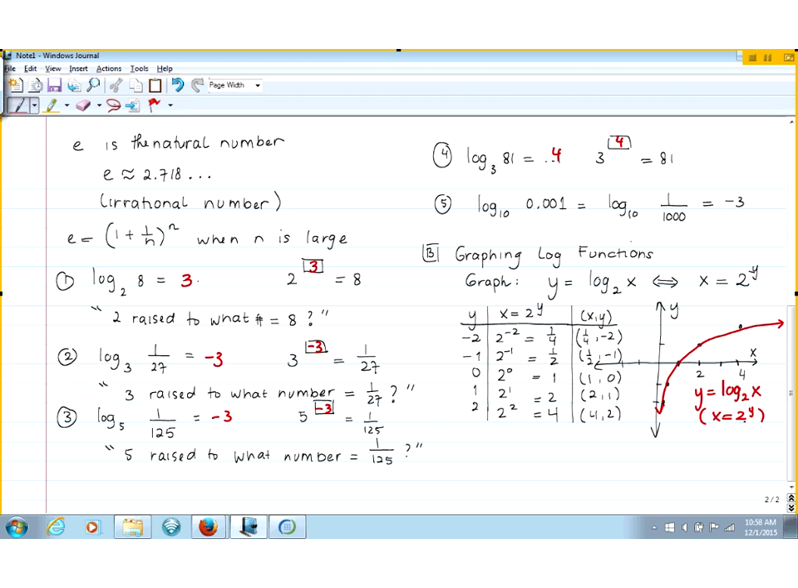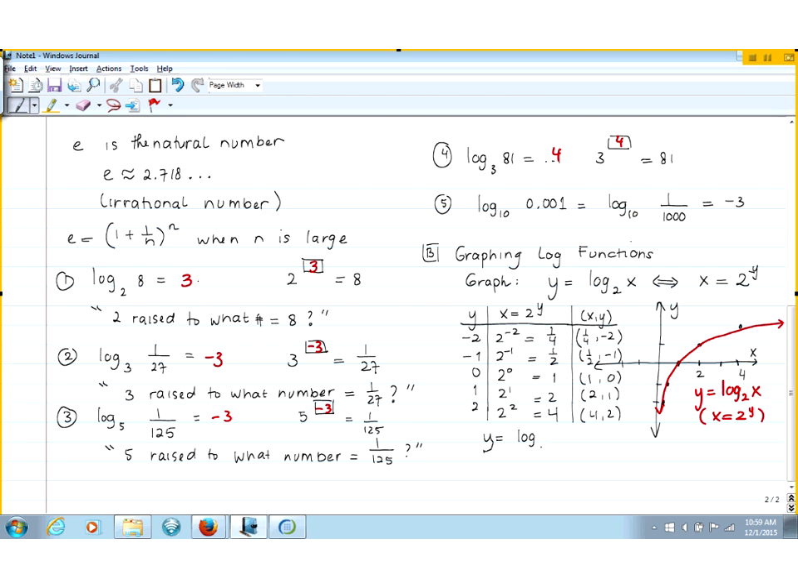Yeah, it's exactly the same. X equals 2 to the Y is equivalent to Y equals log base 2 of X. Yes, they are exactly equivalent. Now, can I ask you what the domain and range is?